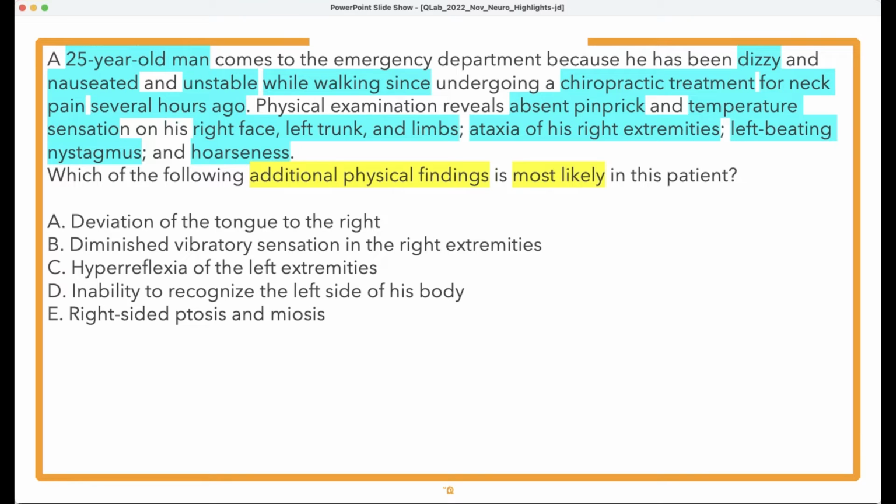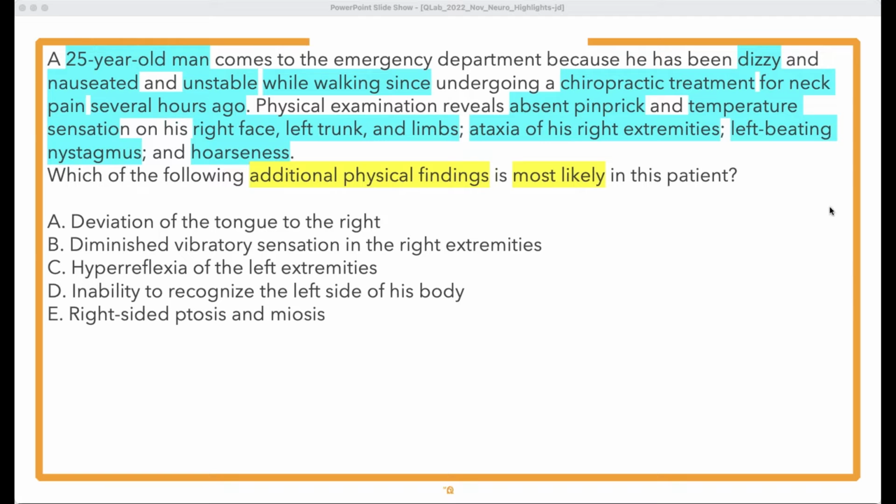And once again, we're going to start at the bottom and we're going to work our way up to the top. Answer choice E, right-sided ptosis and meiosis. D, inability to recognize the left side of his body. C, hyperreflexia of the left extremities. B, diminished vibratory sensation in the right extremities. And A, deviation of the tongue to the right.